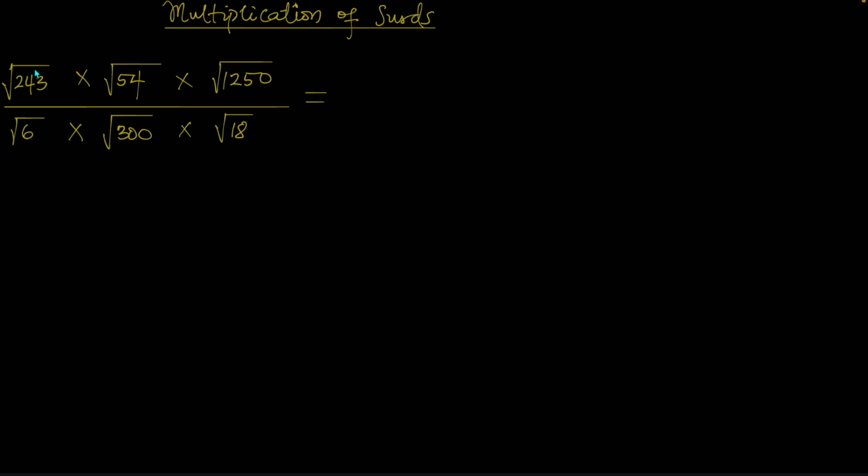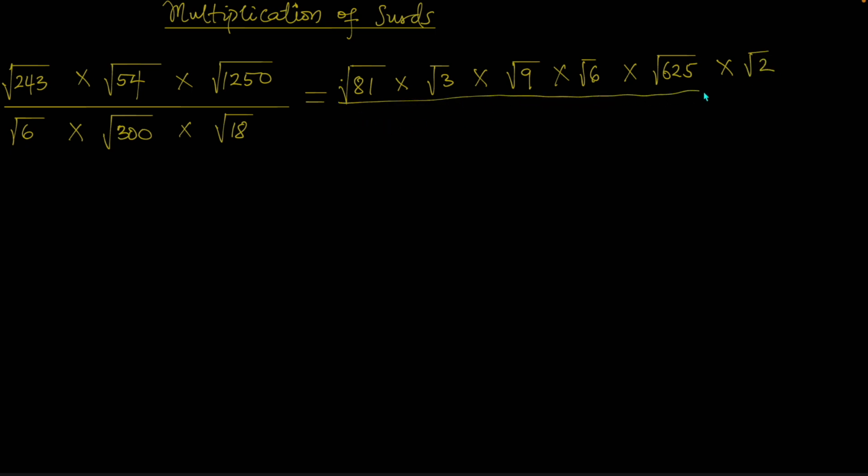The square root of 243 multiplies all of these, all divided by this. All you have to do is to take each of the monomial Surds you have in the question and see if it can be reduced to their basic forms. This goes as the square root of 81 multiplied by the square root of 3, and this goes as the square root of 9 multiplied by the square root of 6, and this goes as the square root of 625 multiplied by the square root of 2.